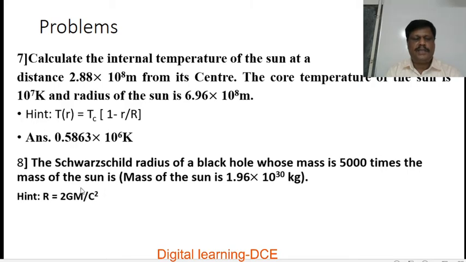We know that the expression for Schwarzschild radius is R is equal to 2GM by c square. The G value, I mean the universal gravitational constant, is 6.67 into 10 power minus 11 Newton meter square per kg square, the mass is given, and c, the velocity of light, is 3 into 10 power 8 meter per second. Substituting all the values and after simplification, we get the value 14.53 into 10 power 8 meter.